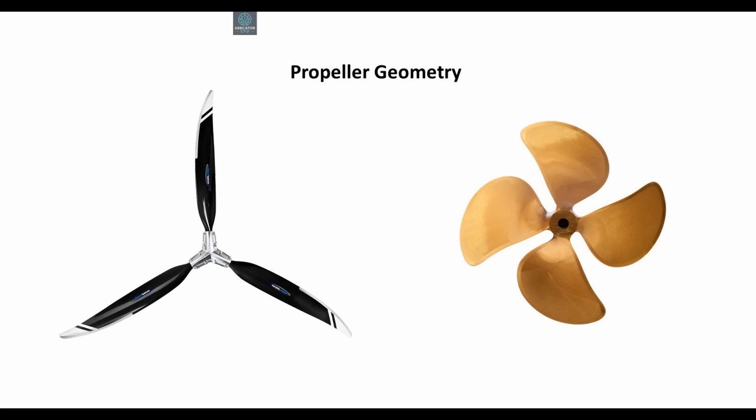The first parameter is the diameter. The diameter of the propeller is the largest circle described by the rotation of the propeller.